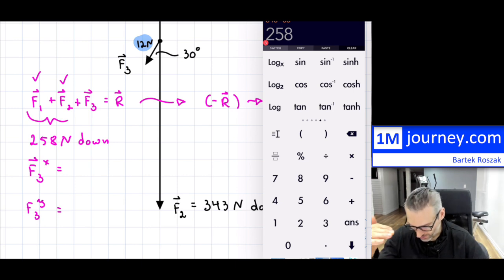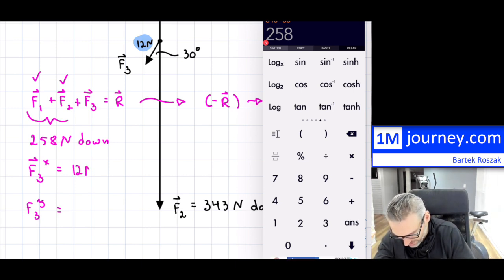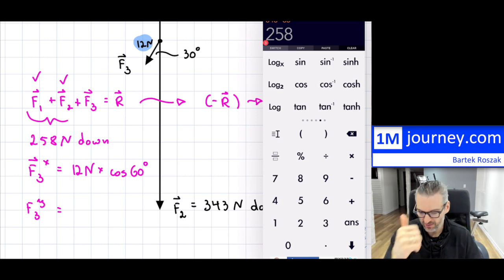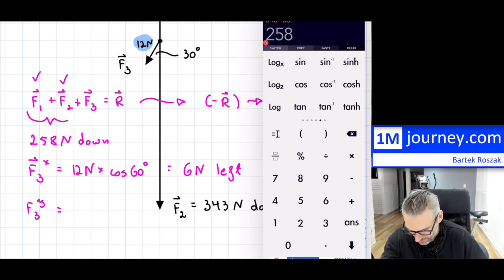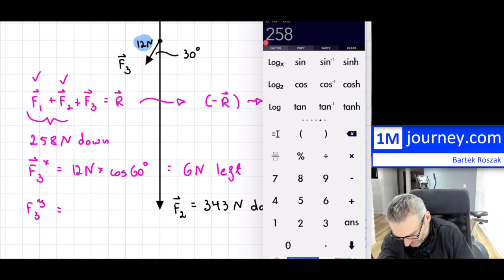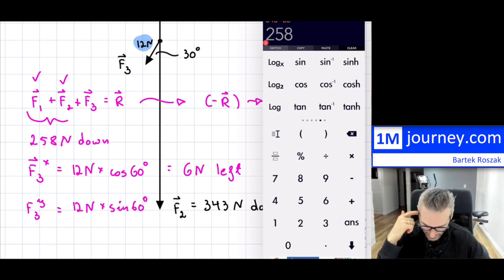So the X component is going to be 12 newtons multiplied by cos of 60, and that's going to be to the left. And I guess cos of 60 is a half, so half times 12 is going to be 6 newtons to the left. And then the Y component of that is going to be 12 newtons multiplied by sine of 60. Well, sine of 60 from the unit circle is going to be square root of 3 over 2.